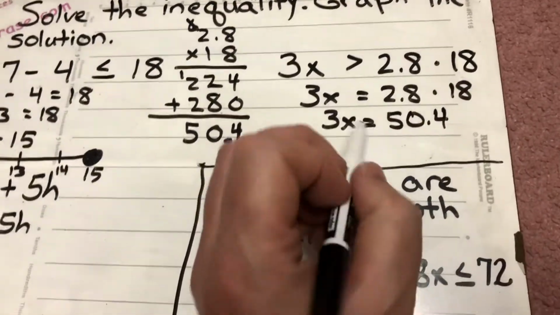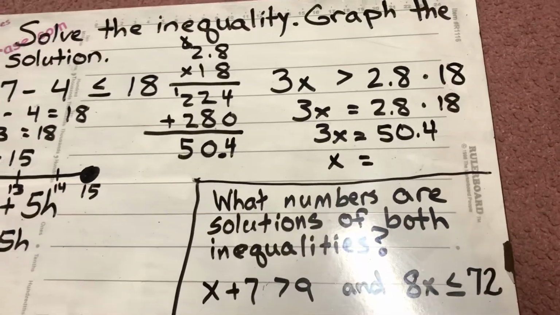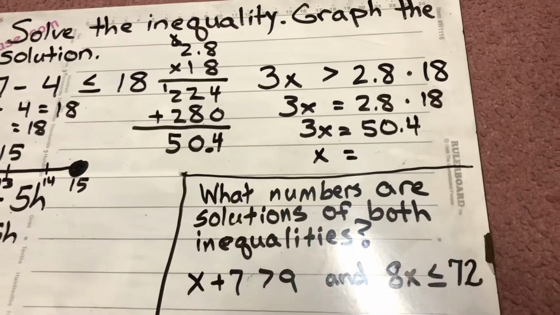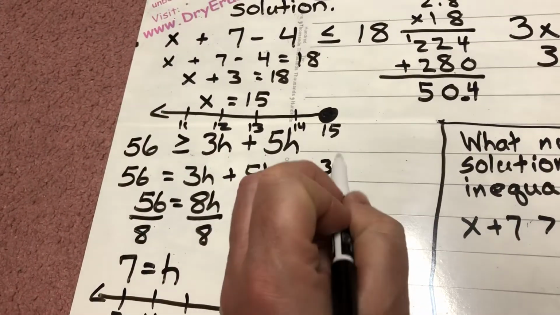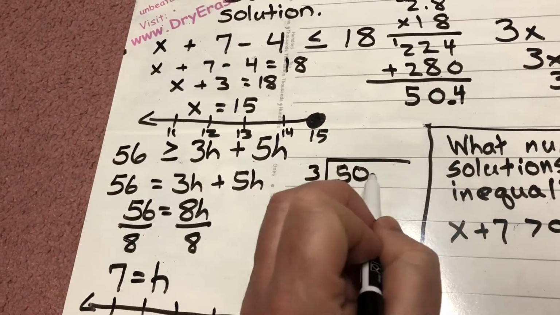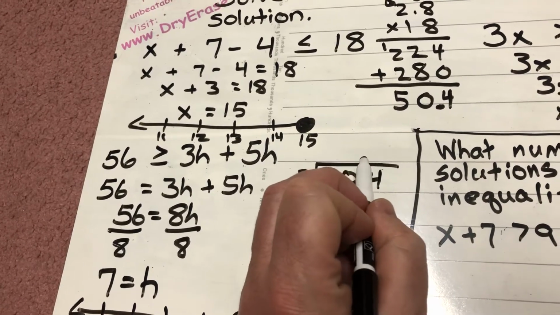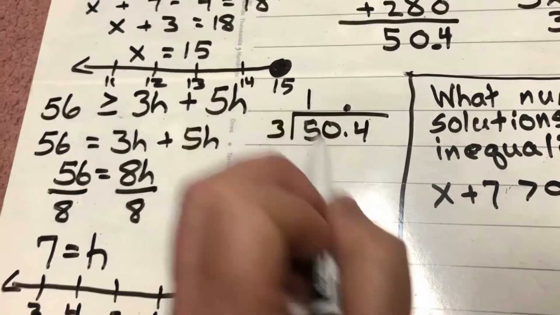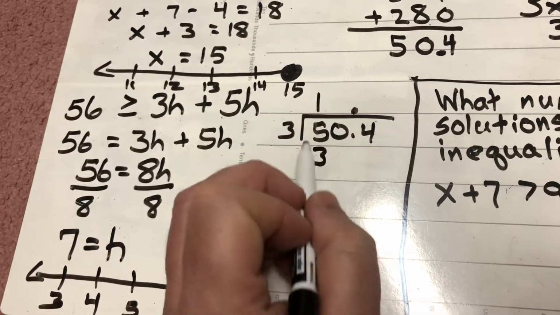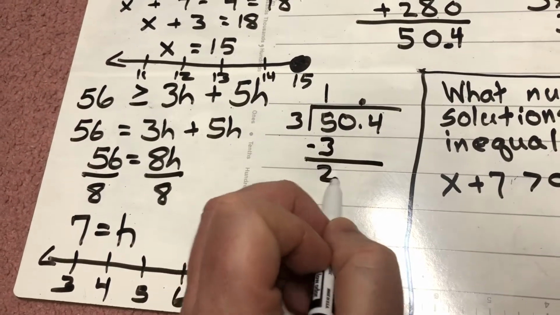Well, it says isolate x. I've got to divide both sides by 3. That gives me x here. So I'm going to come down here where I've got some room and take 3 into 50 and 4/10. I'm going to bring my decimal straight up because there's no decimal here. 3 can go into 5 once. 1 times 3 is 3. 5 minus 3 is 2.